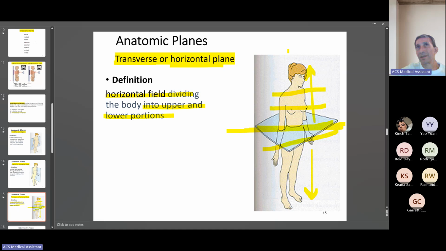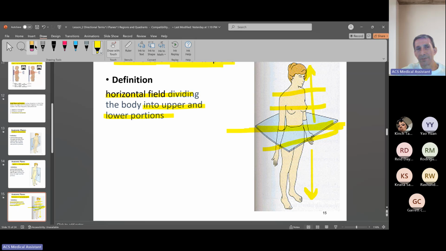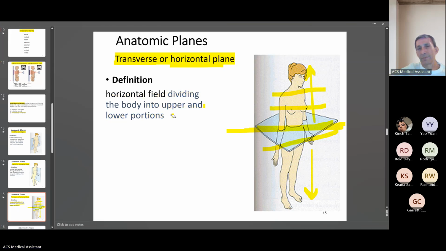I've never heard anything like they're going to give you, oh, the body is divided into cephal and caudal. They're not going to say that. It's got to be superior, inferior, or upper and lower portions. But you do need to know that this is the transverse or horizontal planes. So get familiar with these planes because they like to ask about this direction.